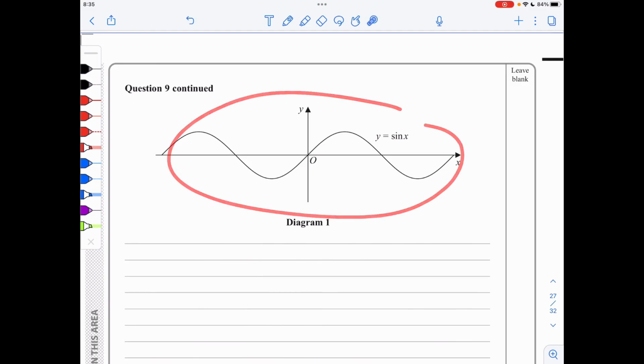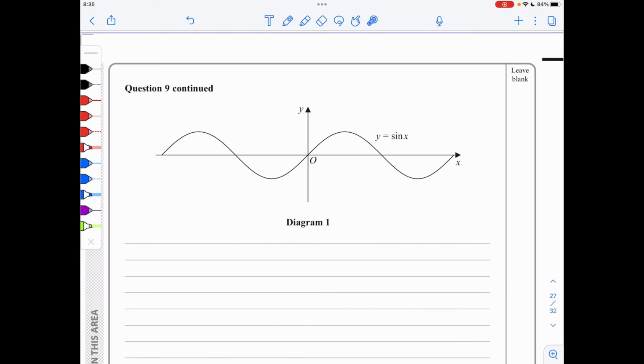Well, sine of 2x is a squeeze along the horizontal with scale factor of 2, so I'm dividing all the x values by 2, and where originally I had one complete wave within 360 degrees, I now have 2 complete waves, so the graph will look something like this.